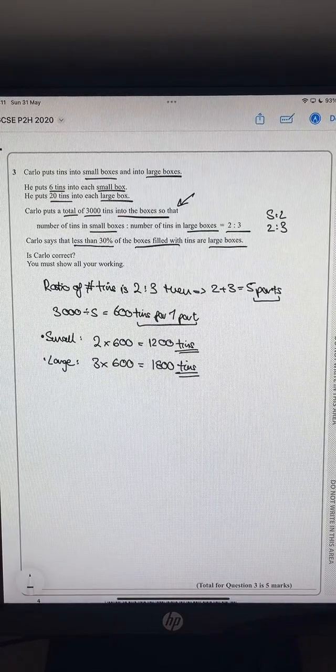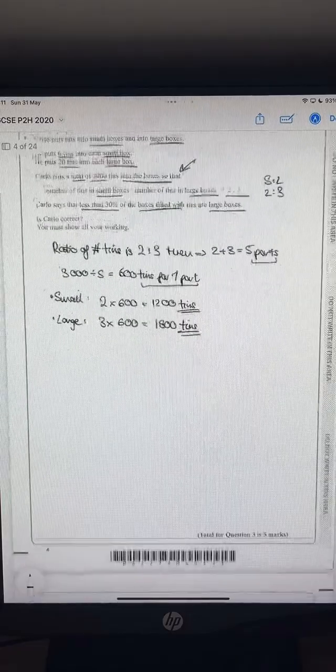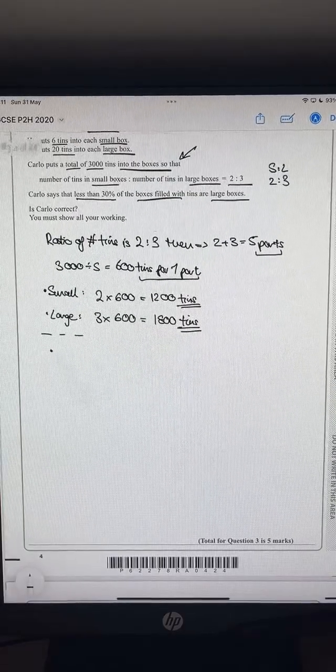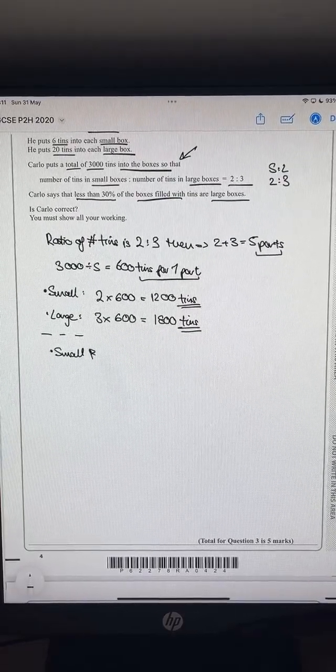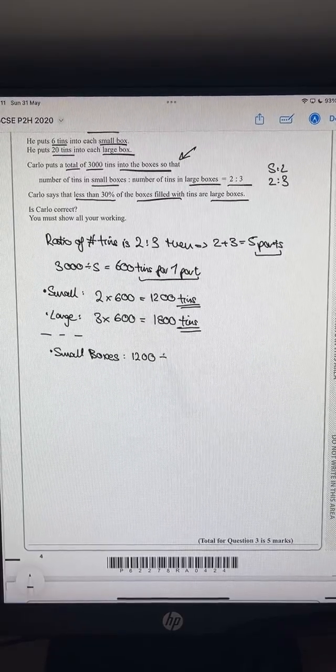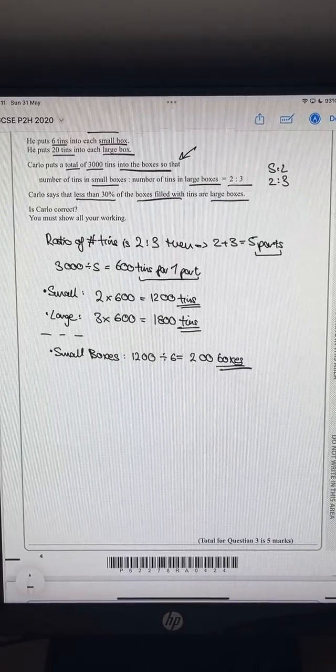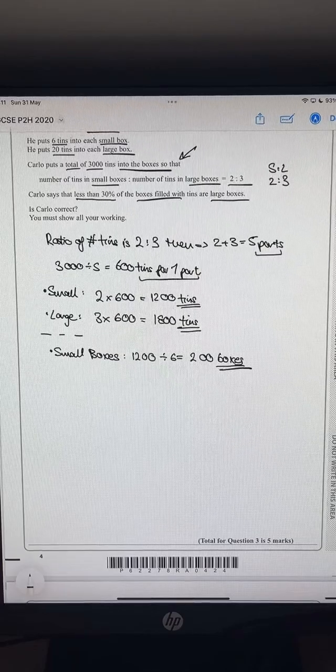If we know that a small box can fit 6 tins, how many boxes do we need to fit 1,200 tins? So I'm just going to do small boxes. I've got 1,200 divided by 6, and in my calculator, or in my head, I get 200 boxes. That's how many small boxes I need to put this number of tins in.